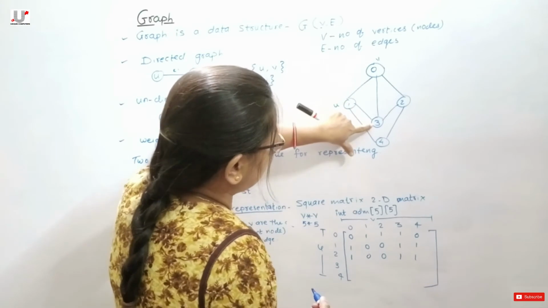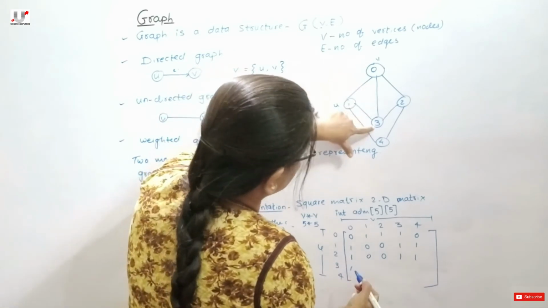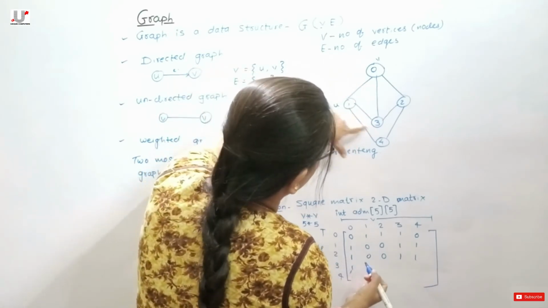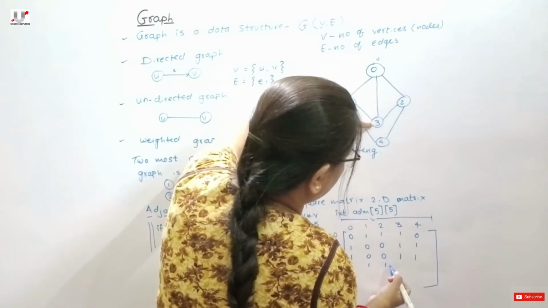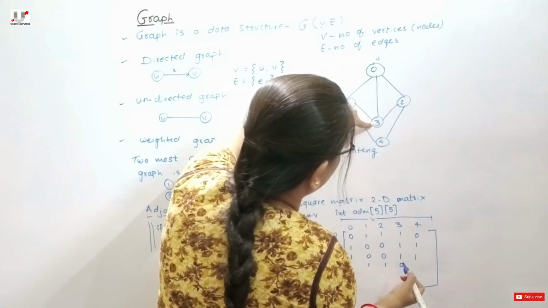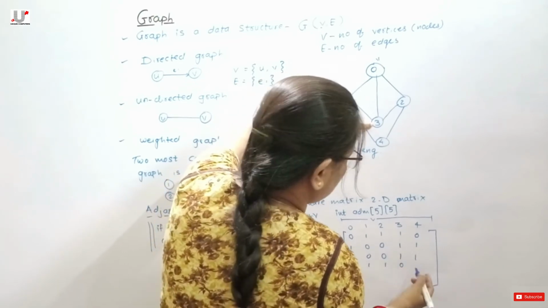Similarly for 3: 3 to 0, yes. 3 to 1, yes, there is an edge. 3 to 2, yes. 3 to 3, as there is no self loop, 0. From 3 to 4, no.